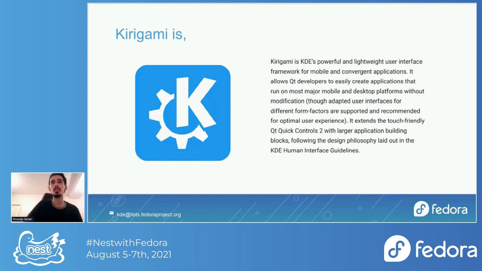This philosophy is also laid out in the KDE Human Interface Guidelines. It is a very important piece in Plasma Mobile, because when we develop an application, we want to make sure it is compatible with small screens, and we also want to make it scalable to bigger or smaller sizes. That's very important, and that's why Kirigami is a very nice way to do it in KDE.